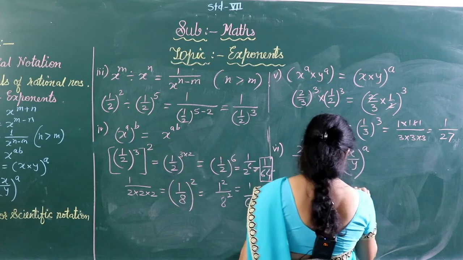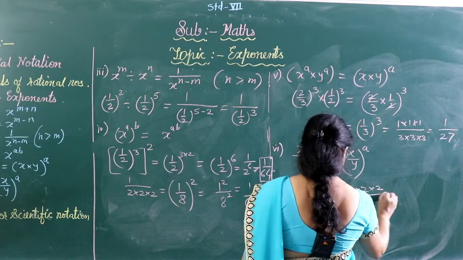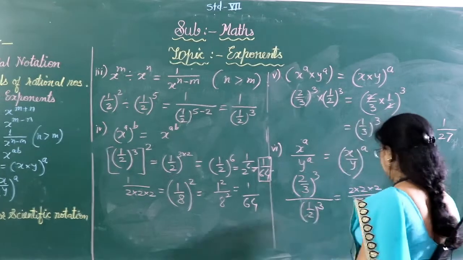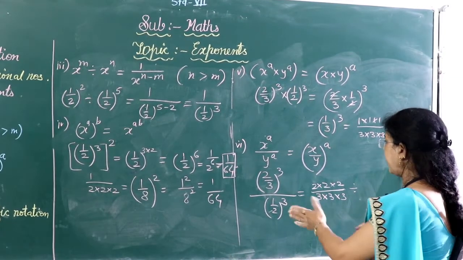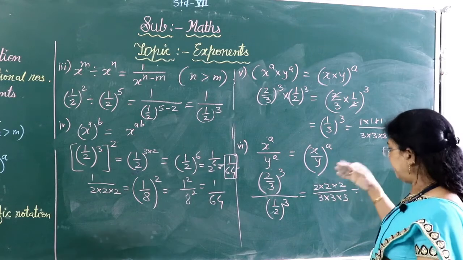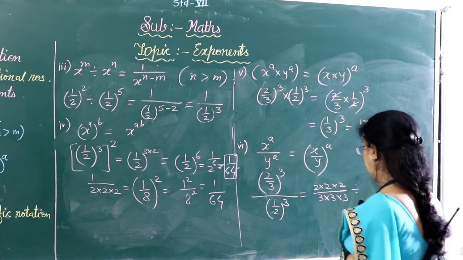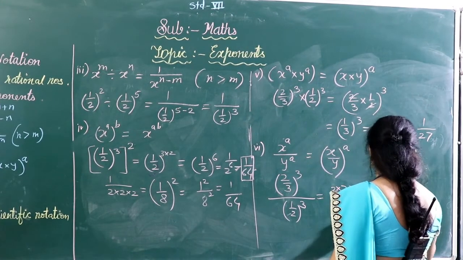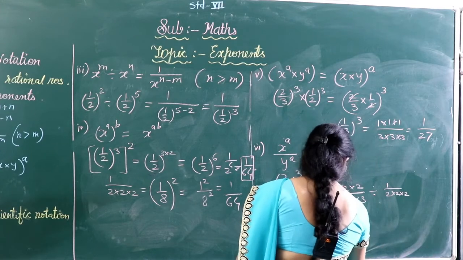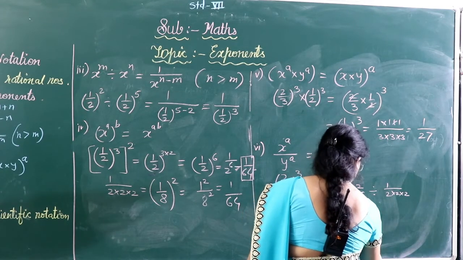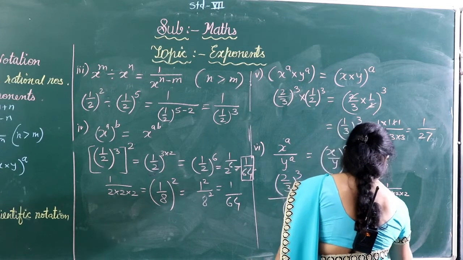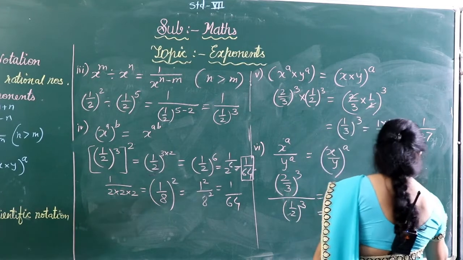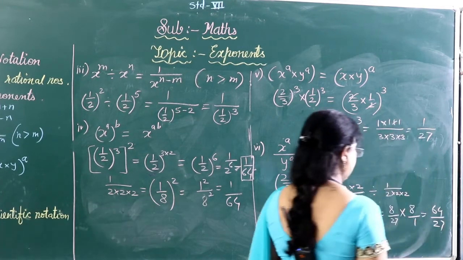2 by 3 raised to 3 means 2 into 2 into 2 upon 3 into 3 into 3, right? Divided by, okay, I am solving it by the usual method. Then we will apply according to the law. So divided by 1 upon 2 into 2 into 2. So what will you get? 8 upon 27 divided by 1 upon 8. So this will be 8 upon 27, change the sign, 8 upon 1. So 8 8s are 64 upon 27, you will get the answer, right?